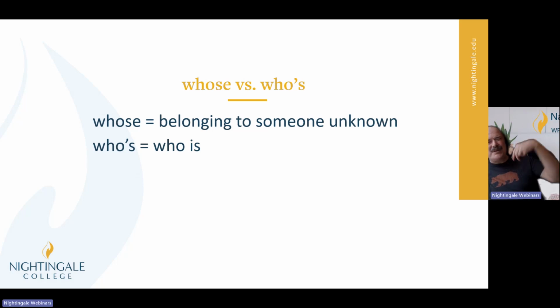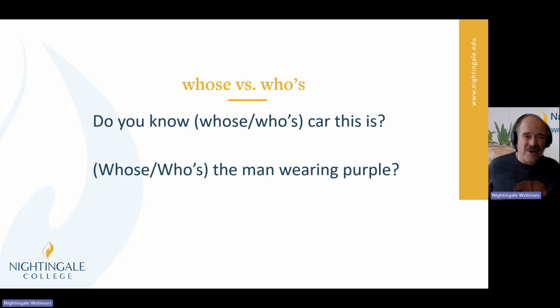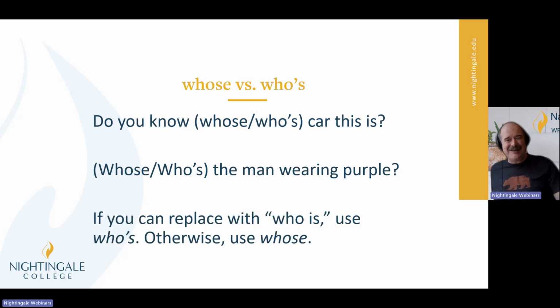But whose, belonging to someone unknown. Whose hat is this? I don't know. It's someone unknown. And again, another apostrophe. Who is? Guess what? We're going to have the same substitution rule. Substitute with who is. And if you can, use the apostrophe form. If not, spell out W-H-O-S-E.